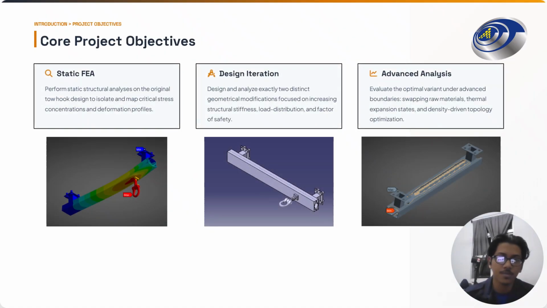Our primary objective is to investigate how operational thermal load affects the structural integrity of this assembly. We aim to track the maximum equivalent von Mises stress, structural deformation, and localized factors of safety across multiple testing parameters, specifically looking at variations in beam thickness, operational temperature, and material profile.